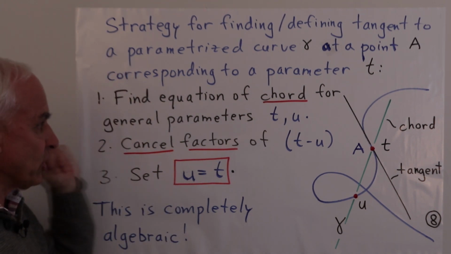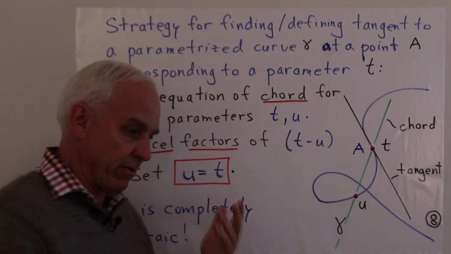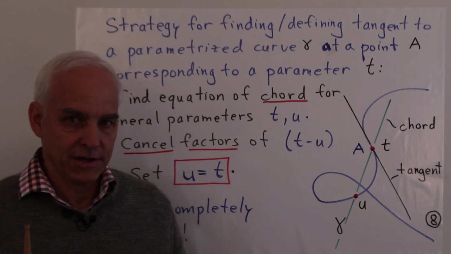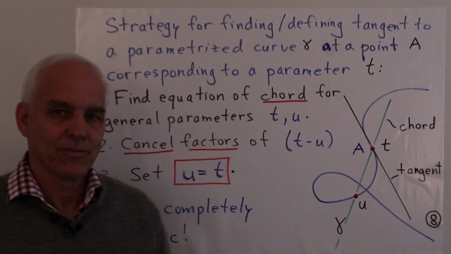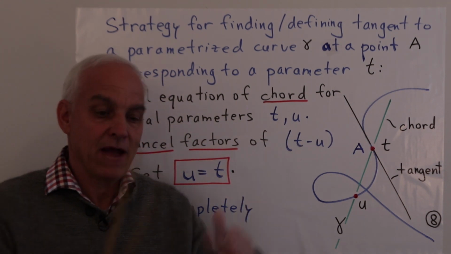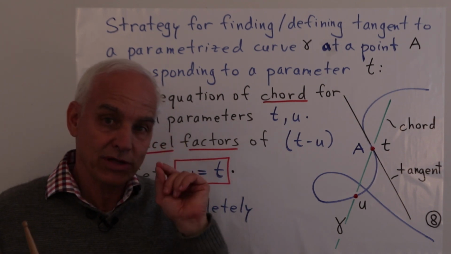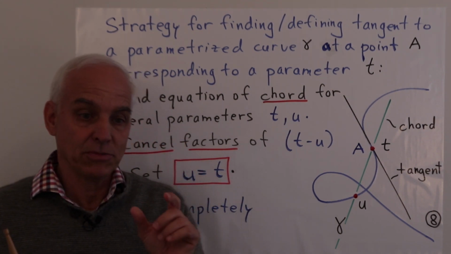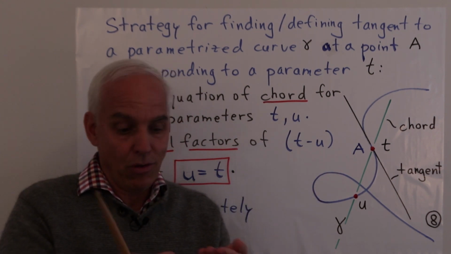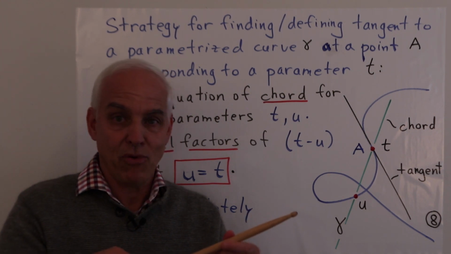First, find the equation of the chord for general parameters t and u. Find the equation of the chord joining those 2 points on the curve. So now what we do is we cancel factors of t minus u. We have some expression for the chord, and that expression will typically be factorizable in terms of t minus u, because when t equals u, then the whole process of finding a chord between 2 points breaks down.